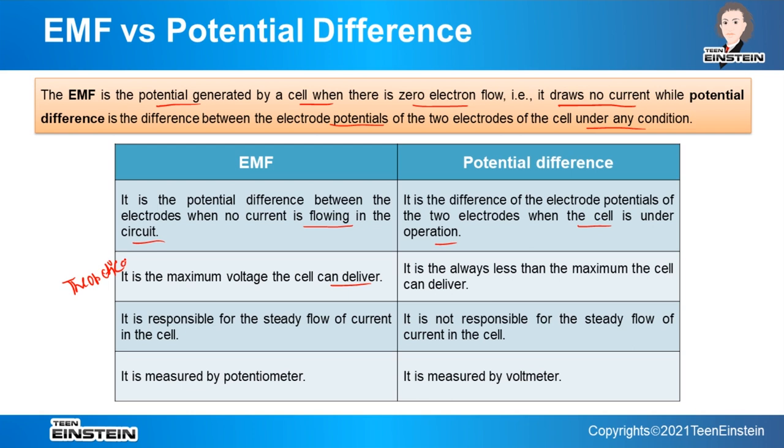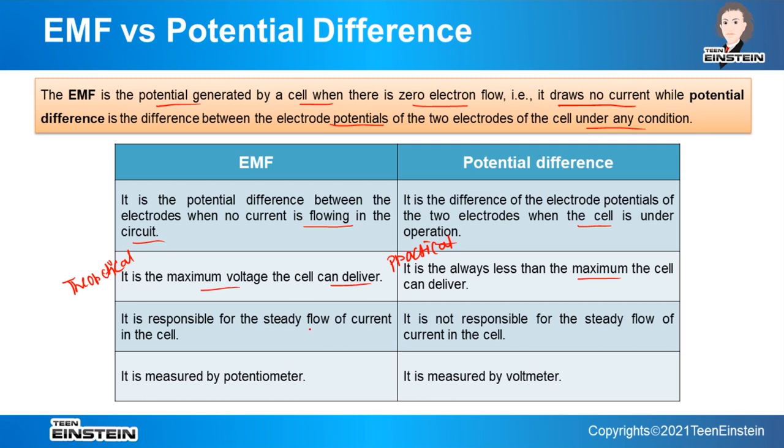Because the theoretical value is the maximum voltage it can deliver, in the actual process it is always less than the maximum value. So potential difference will always be less than the maximum the cell can deliver. This is actually the practical situation, because in practical situations, whatever potential difference we get is always lesser than the theoretical value. The theoretical value is EMF.